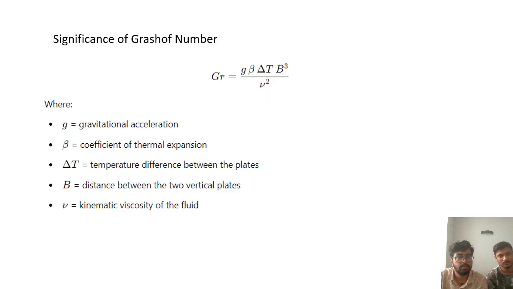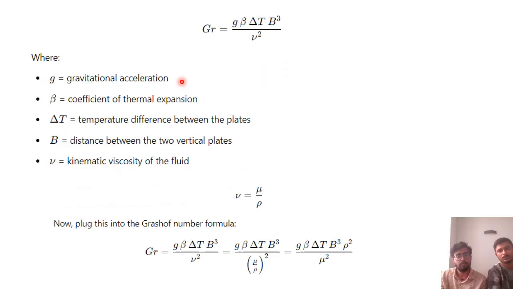So now we will be understanding the significance of the Grashof number. The Grashof number can be written as this, where g is the acceleration due to gravity, beta is the coefficient of volume expansion or thermal expansion, delta t is the temperature difference, and b cube is the distance between two plates. Here we have given kinematic viscosity. If we substitute the value of kinematic viscosity as mu by rho, we will get the term of rho square over here. We get rho square into g.